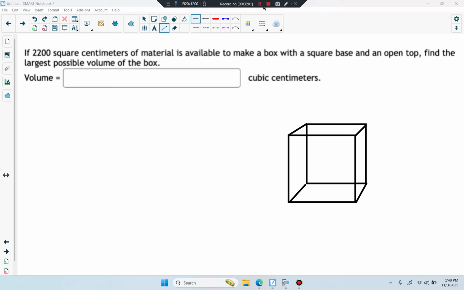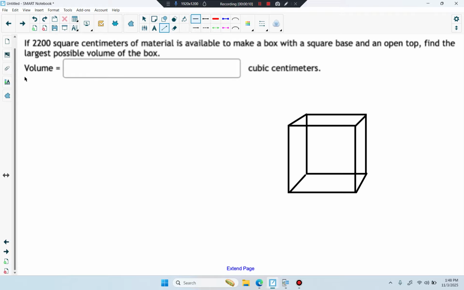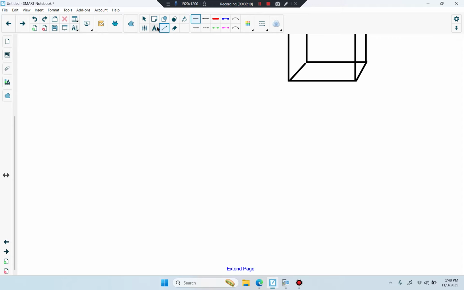Okay, so it says if 2,200 square centimeters of a material is available to make a box with a square base and an open top, find the largest possible volume of the box. So if you took this box, which is open on the top, and broke it down from these seams and laid it flat, what you would get is what we call a net in mathematics.